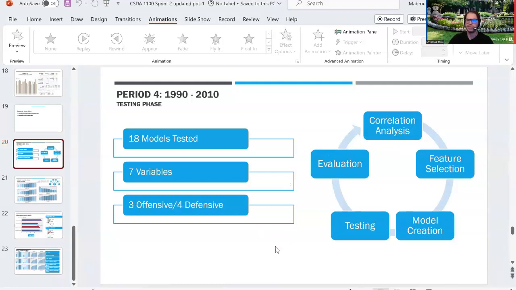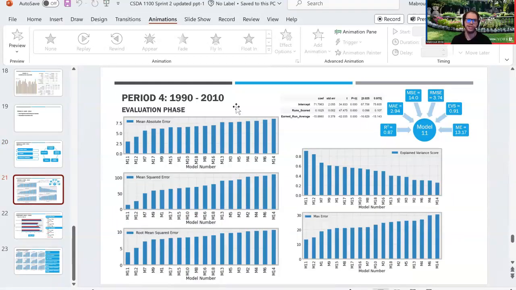Features were selected using the strongest positive and negative correlated values to our dependent variable, games won. And the results of that are here. As you can see, I've charted the major error metrics for all of my models, as well as the explained variance score, which is the dispersion of errors within the model, and the max error value, which is just the highest residual error found in the predictions.